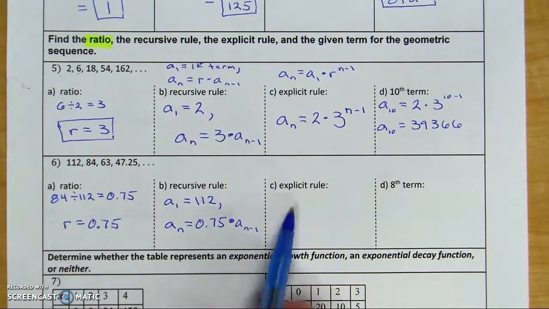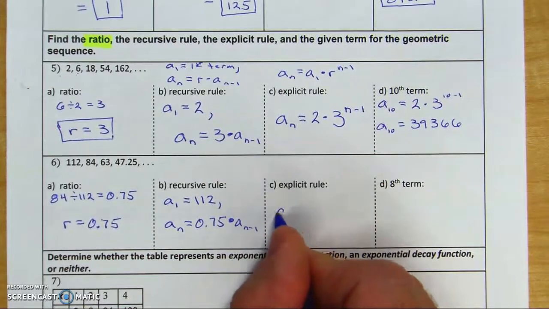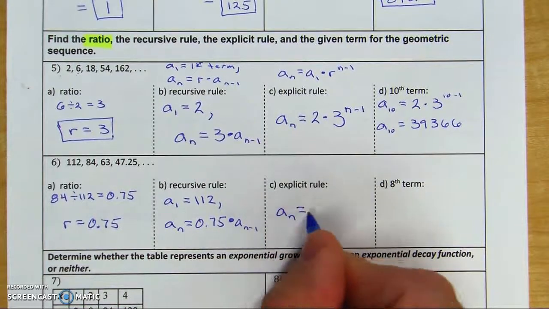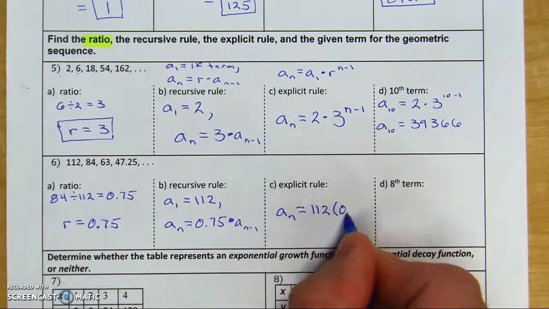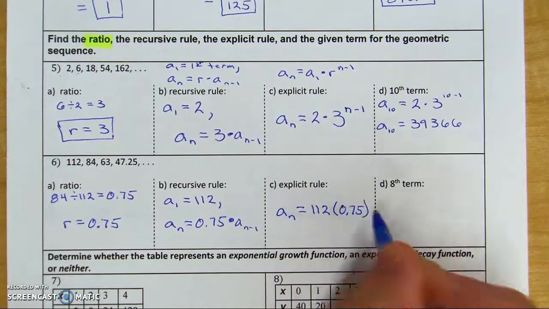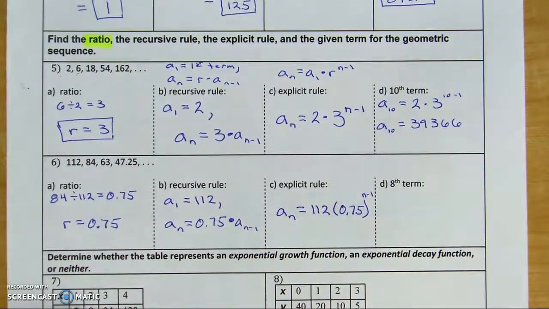The explicit rule, you can see the basic one is up here. So I'm going to write that down. We have a sub n. We just need to plug in the first term, which was 112, and then multiply it times whatever the r is. And I wrote this a little bit too big, so I should have an n minus 1 right there.